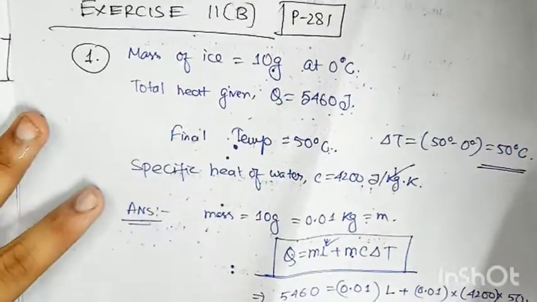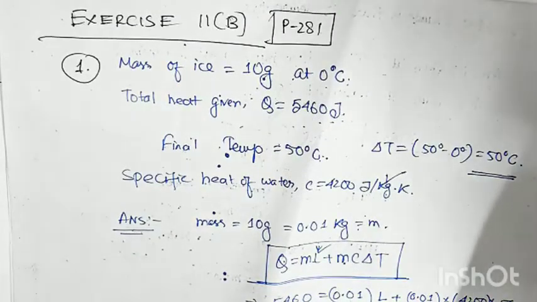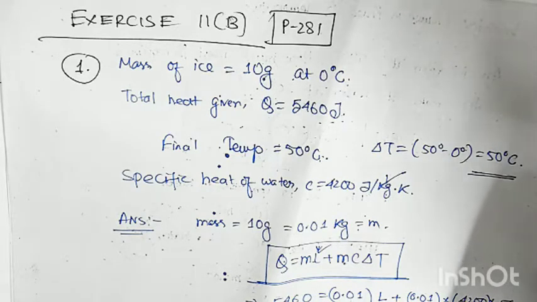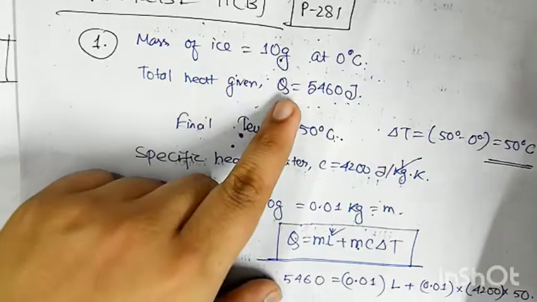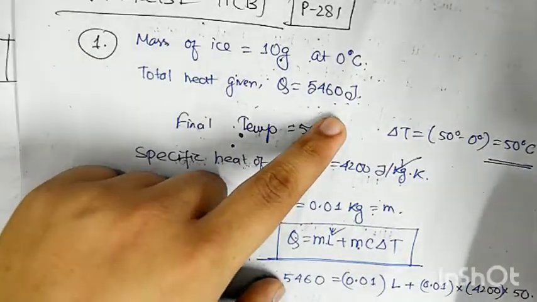The question number 1 of exercise 11B, page 281 is saying: 10 gram of ice at 0 degree centigrade absorbs 5460 joule of heat energy to melt and change to water of 50 degree centigrade. Calculate the specific latent heat of fusion of ice, given the specific heat capacity of water is 4200 joule per kg Kelvin. So you can see the ice is of mass 10 gram, and the heat taken is 5460 joule.